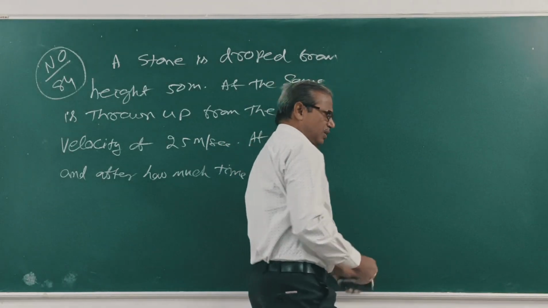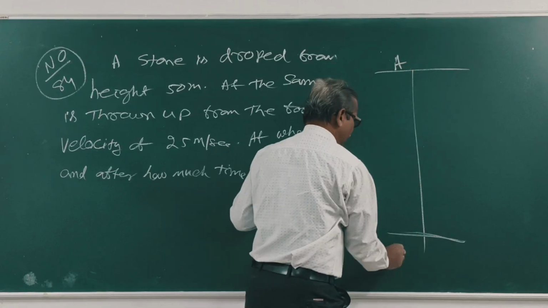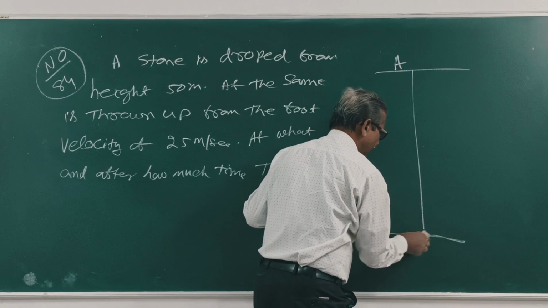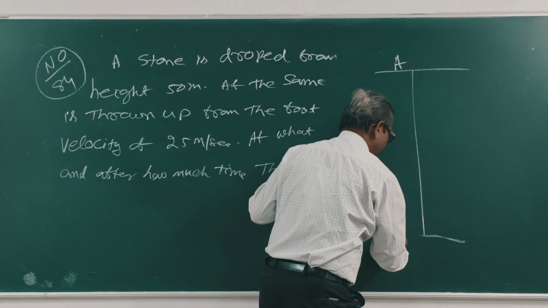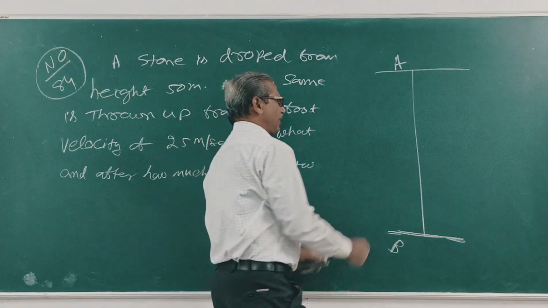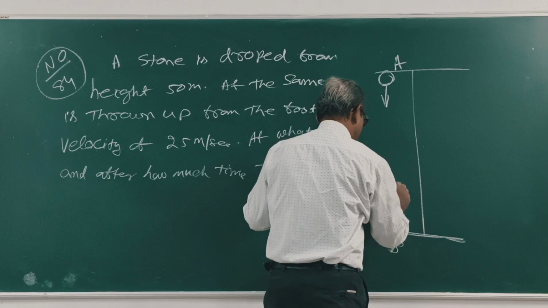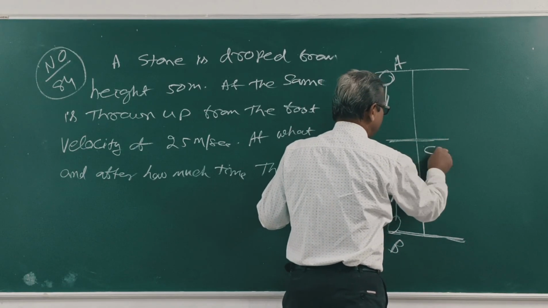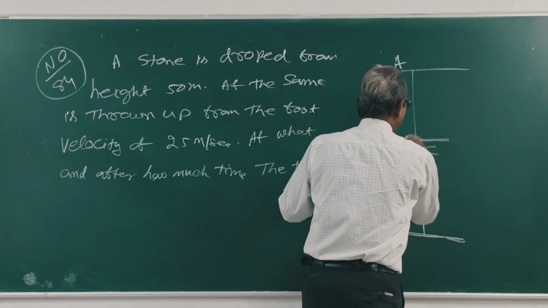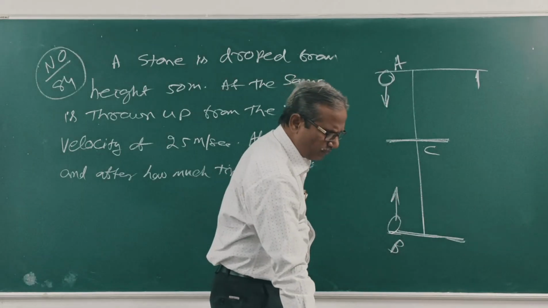This is tower AB. A is equal to B. Clear? AB. A stone starts from A. At the same time, another stone starts from B. Both reach at point C. Clear? The tower is 50 meter height.